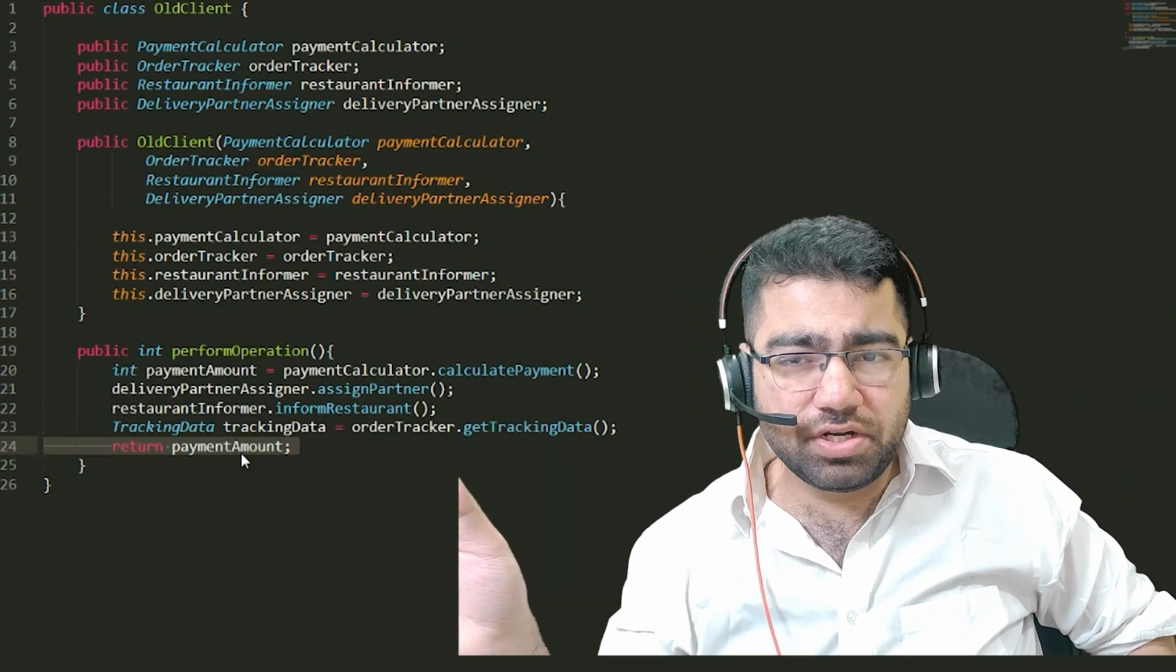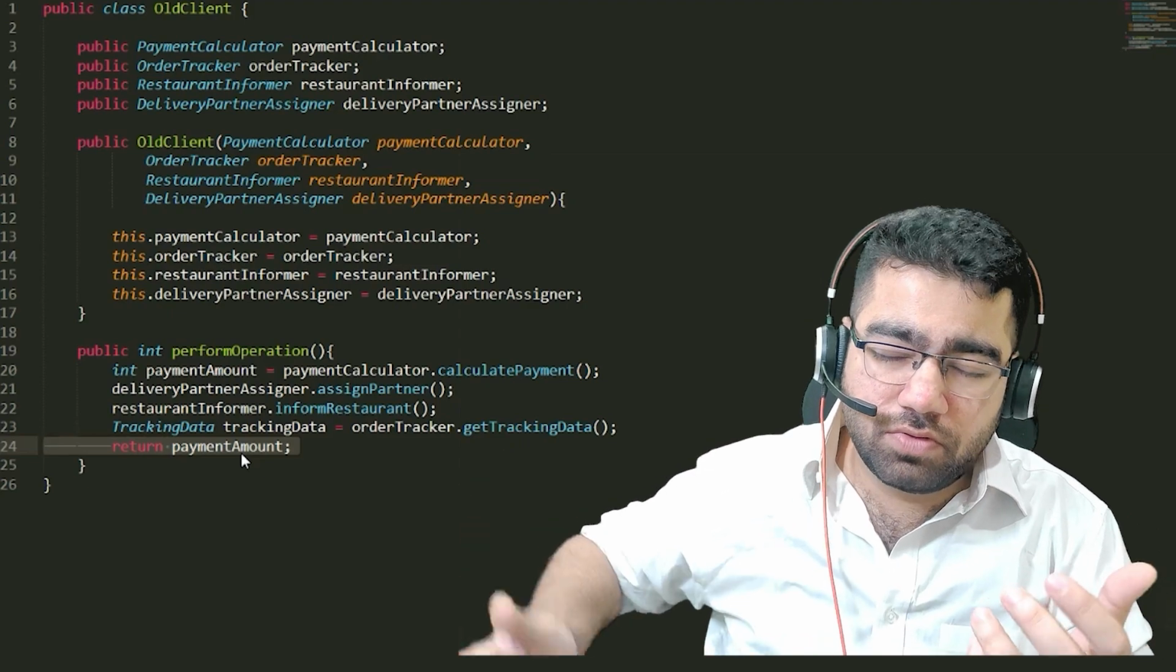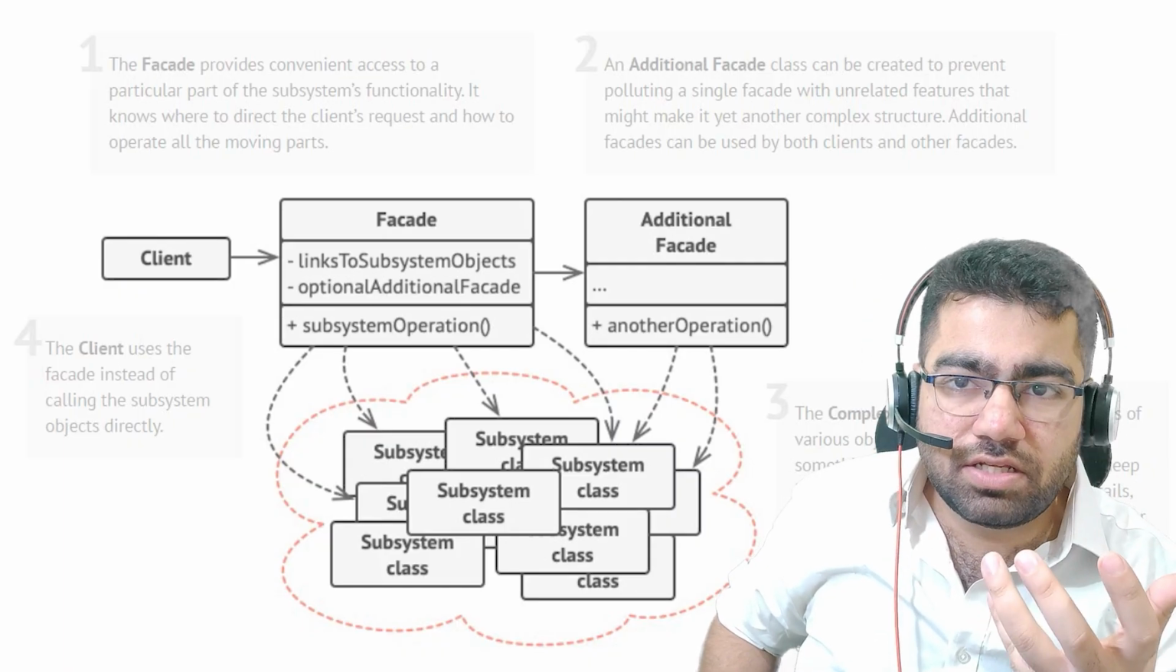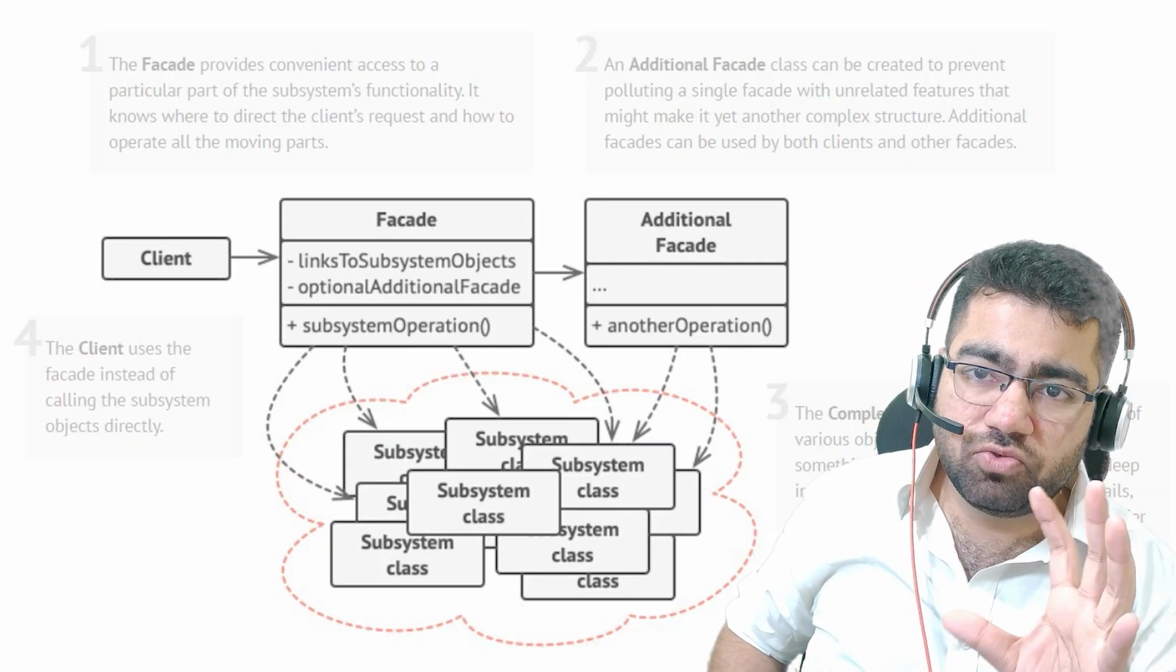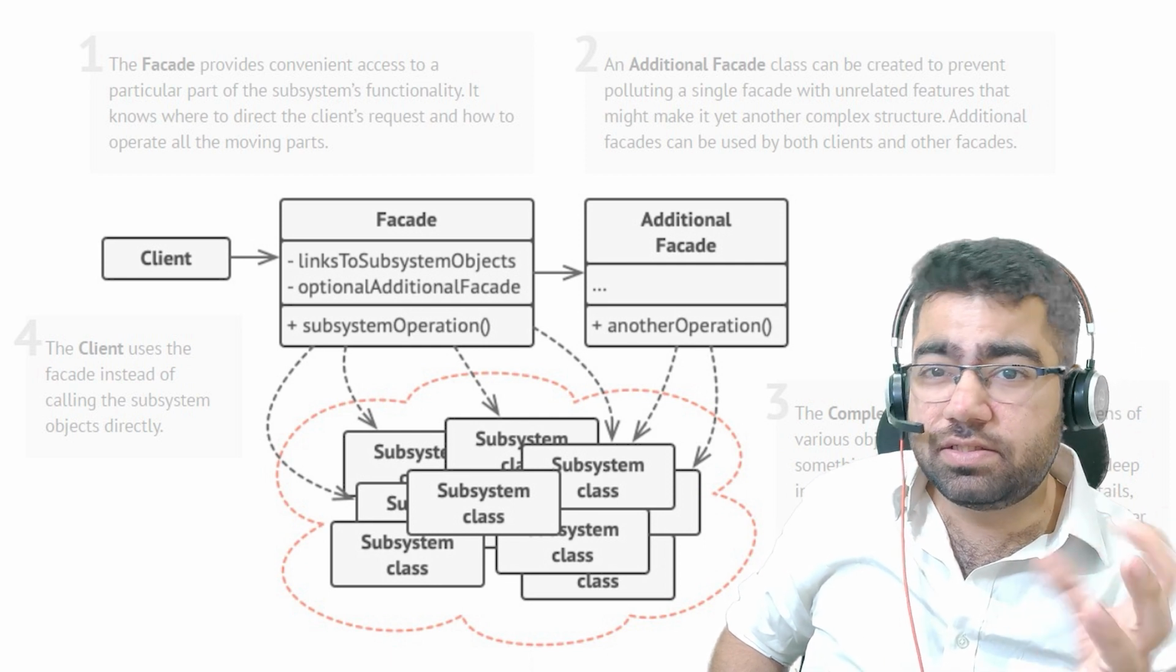So how to avoid this? That's what today's video is about. It's about the facade design pattern. It is one of the low level design patterns which can be used to solve these kinds of issues.